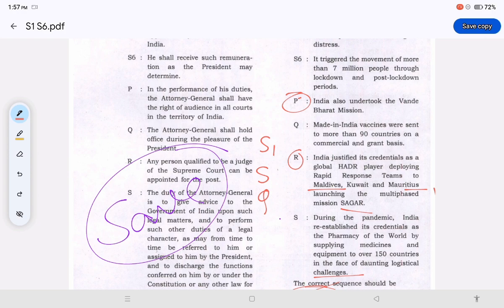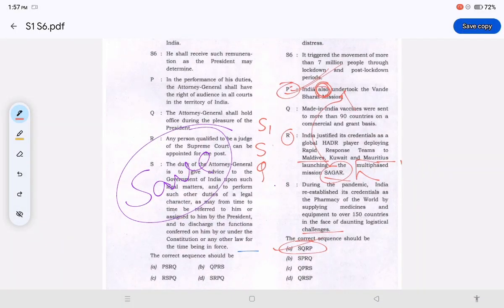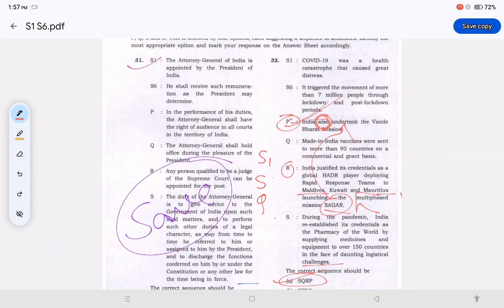Then we have India also undertook the Vande Bharat mission. So when you see the term "also", there are very high chances that something similar to this has already happened before. So when we talk about a whole multi-phased mission of Sagar, then something similar to that also was undertaken, that is the Vande Bharat mission. So now you have the idea, right, of how to do it.